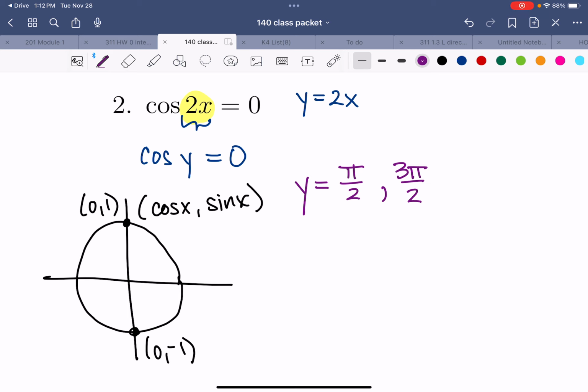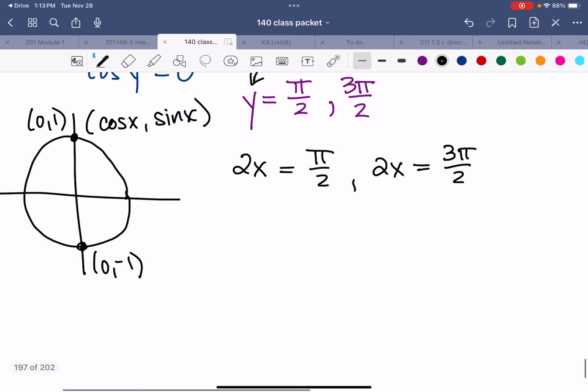Okay, now here's the thing. Those are my y's. Now, substitute back in. Your y is equal to 2x. So 2x is equal to pi over 2, and 2x is equal to 3 pi over 2. Then we're going to go ahead and divide by 2 on both sides. That's going to give me pi over 4 and 3 pi over 4.